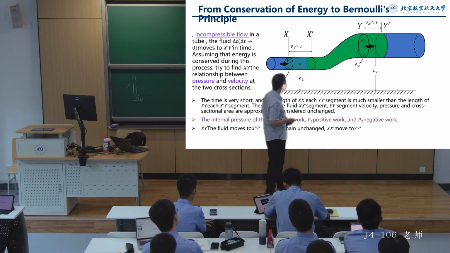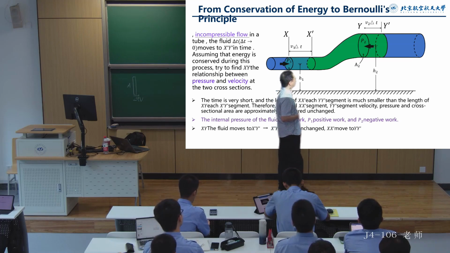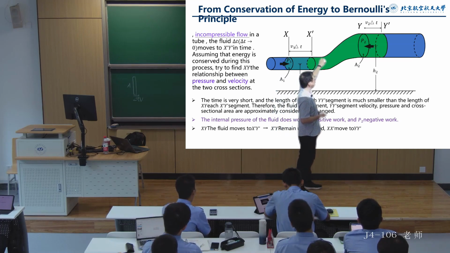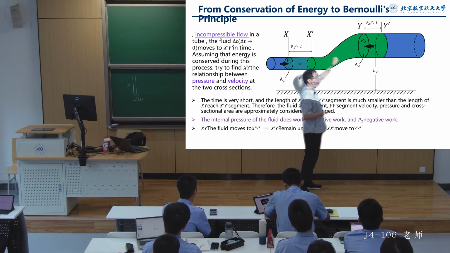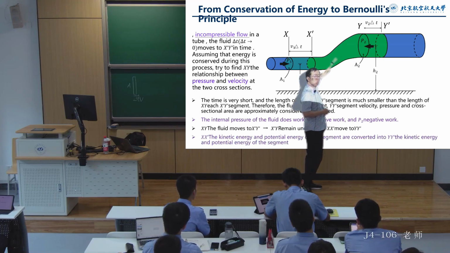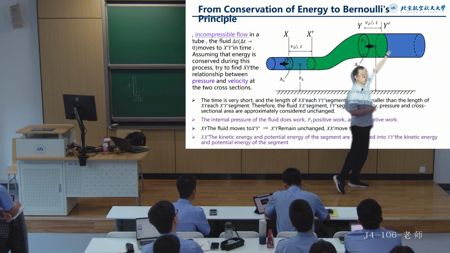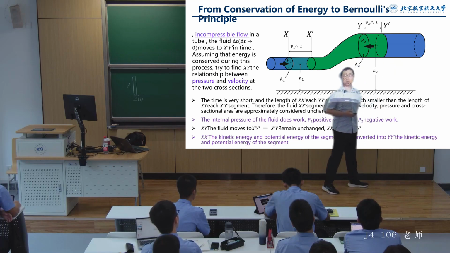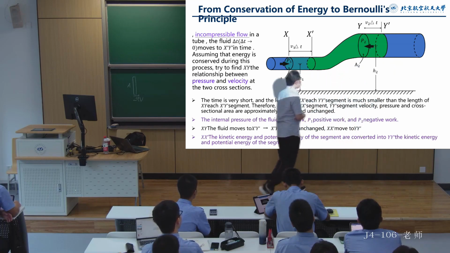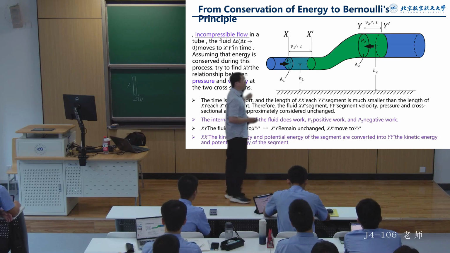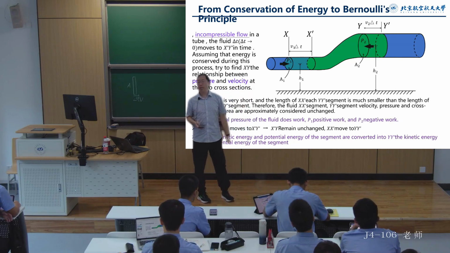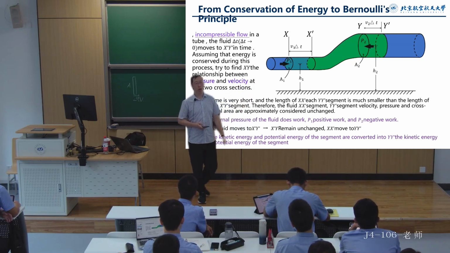In this way, we can consider that during the flow process, there is a situation where pressure does work, and another where gravity does work, converting the kinetic and potential energy of this part into the kinetic and potential energy of the segment on the right. All right? That's our analysis of this process. Next, let's express it mathematically.